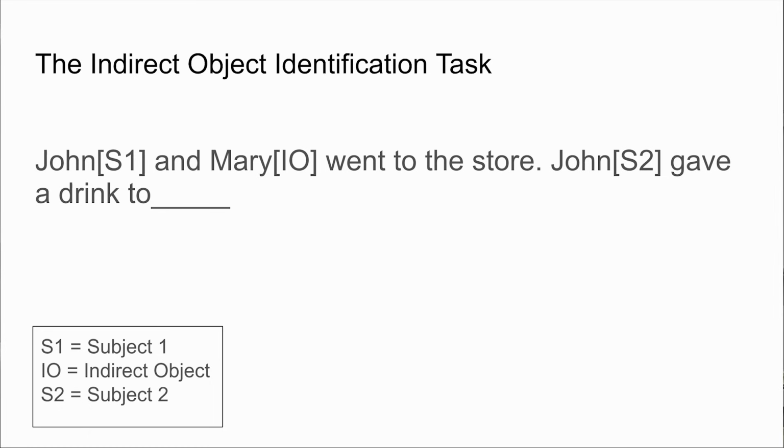First I should talk about the task. It's all sentences like, John and Mary went to the store, John gave a drink to blank. And the model has to predict the next token. The surface level details change a lot, but it's all this kind of 2-sentence structure. And you're predicting an indirect object. Here the intended indirect object is Mary, like to Mary.